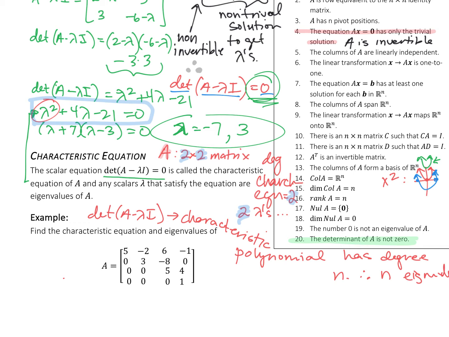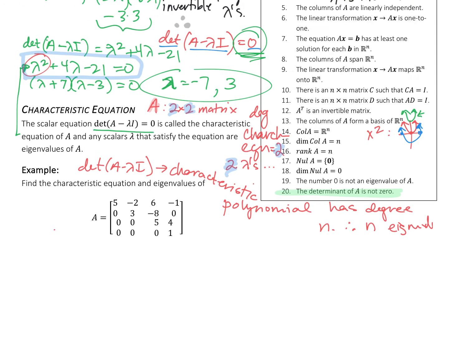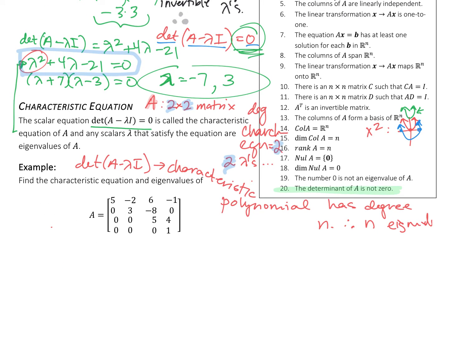All right, let's find the characteristic equation and the eigenvalues of this matrix right here. Now, I hope you didn't panic. This is a 4 by 4 matrix, which means I'm going to have a 4th degree polynomial, which means I'm going to have 4 eigenvalues, which means I need to define the determinant of a 4 by 4 matrix, which means I'm going to cry a little bit, except for the fact that this guy is triangular.